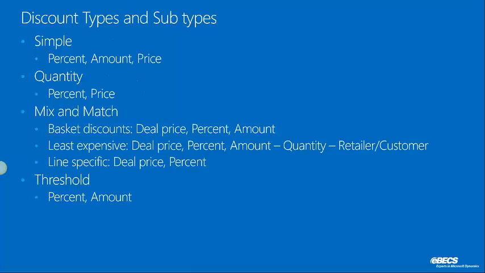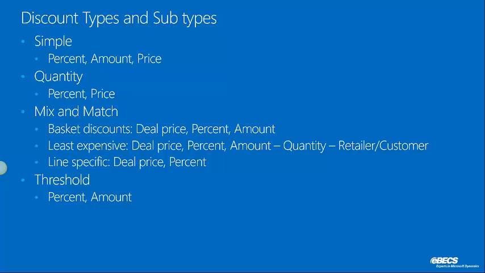In terms of discount types, there are 4 different discount types. There's a simple discount, which is a basic discount of: here's an item, here's a percent off, or here's an amount off. A quantity discount, so this would be more like buy one, get one free. Say you have to buy 2 items and then you'll get the full 100% discount, or 50% discount, buy one, get one 50% off.